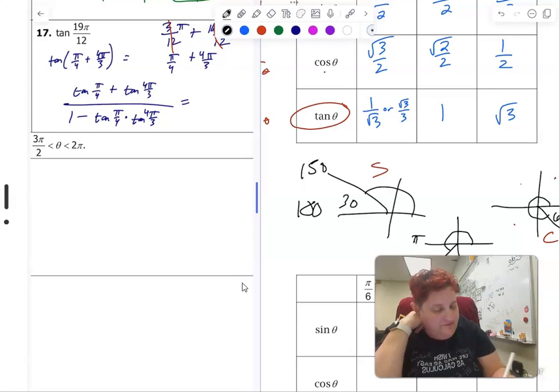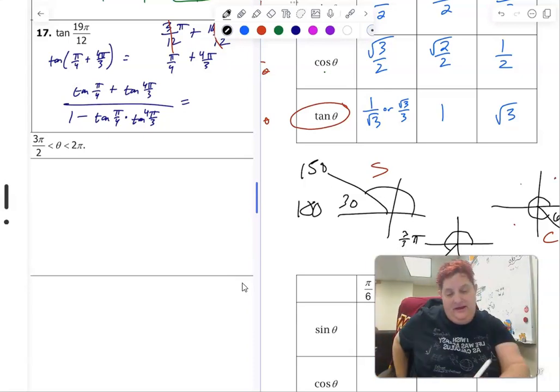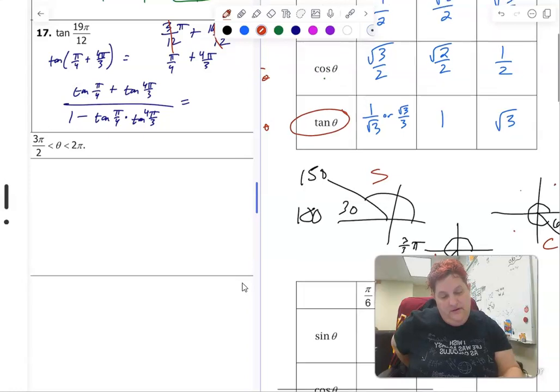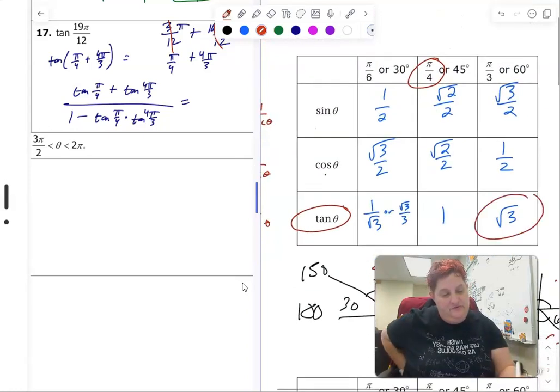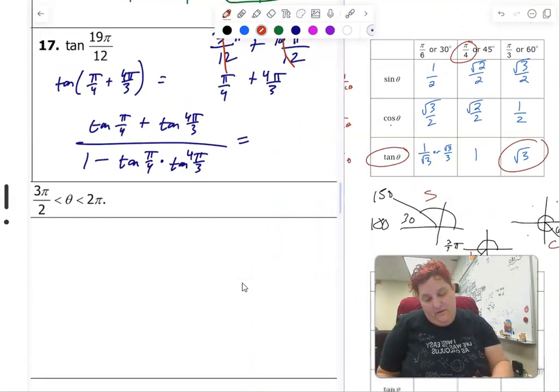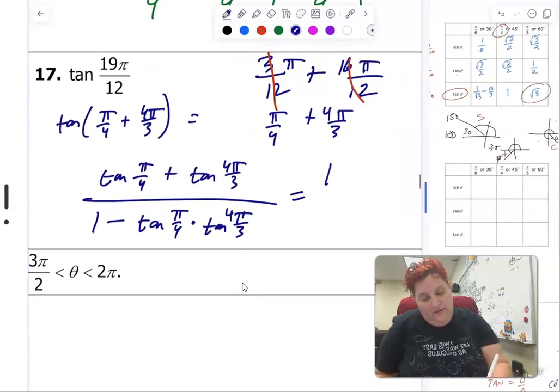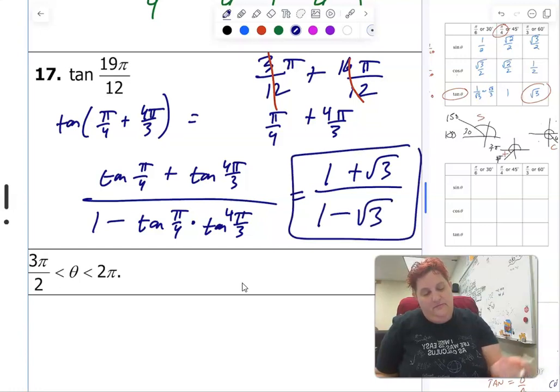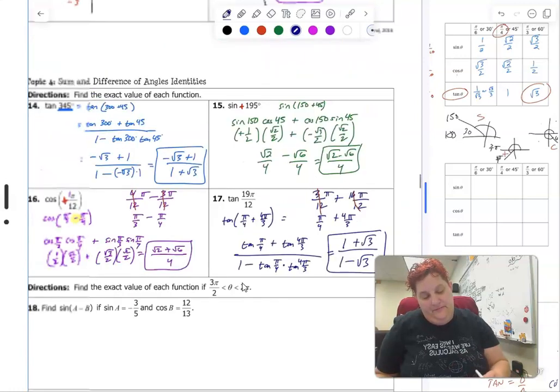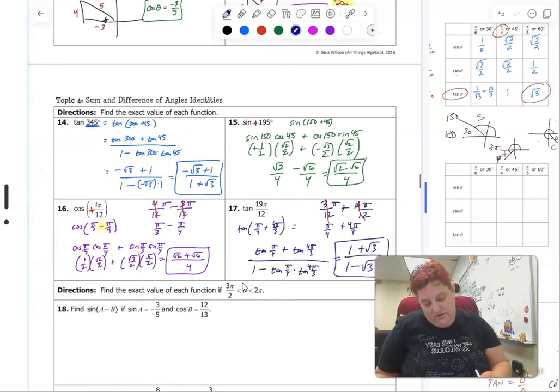Now 4 pi over 3 is in the third quadrant. It's pi over 3 away from 3 pi over 3. And tangent in the third quadrant is positive. That's the T quadrant. And then tangent of pi over 3 is root 3. Okay, so it's going to be 1 and positive root 3. And then 1 minus root 3. Minus 1 times root 3. But there we go. All right.